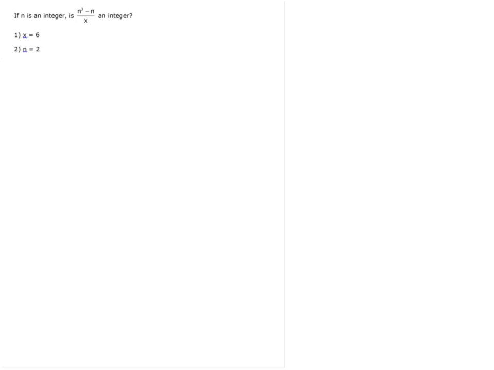So most of you realize at this point that your key first tactical move here is to factor out the n in the numerator, right? We have a common term. So if we have n cubed minus n over x, most of you at this point see that we can pull out the common term, which is the n. And within parentheses, we're left with n squared minus 1. And, of course, this is all still divided by x.